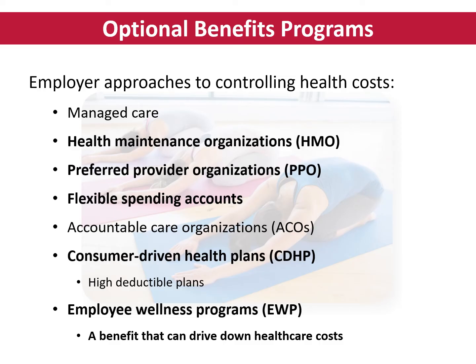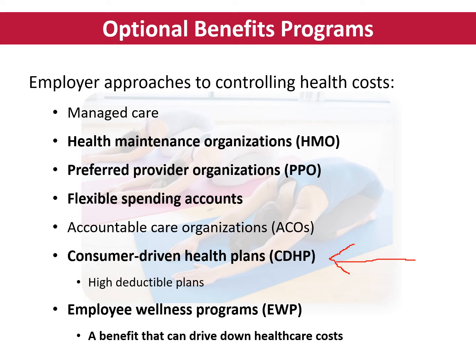A couple of other benefits programs that we haven't touched on yet are consumer-driven health plans, and this is basically a situation where your employees will have some input into the type of health plan that they can get. An example being a high deductible plan. So some employees may choose to pay lower premiums but have a higher deductible, meaning they have to pay more of their medical expenses out of pocket before insurance kicks in. Other employees may choose to pay a little bit of a higher monthly premium but have a lower deductible. Those are examples of consumer-driven health plans.